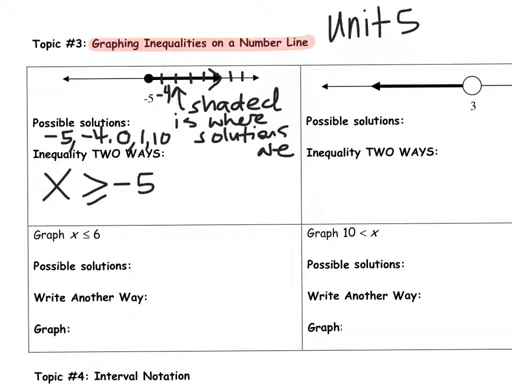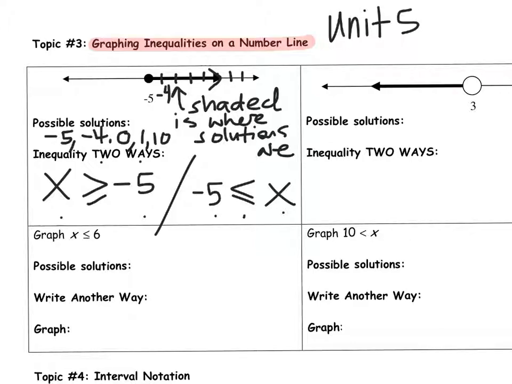It says to write our inequality two ways, which just means that, as we talked about in topic 2, I can rearrange the x and the -5. If I put the -5 first and the x second, my symbol would have to change, and I could read it like this: -5 is less than or equal to all of the values that I shaded. So -5 is less than or equal to x.